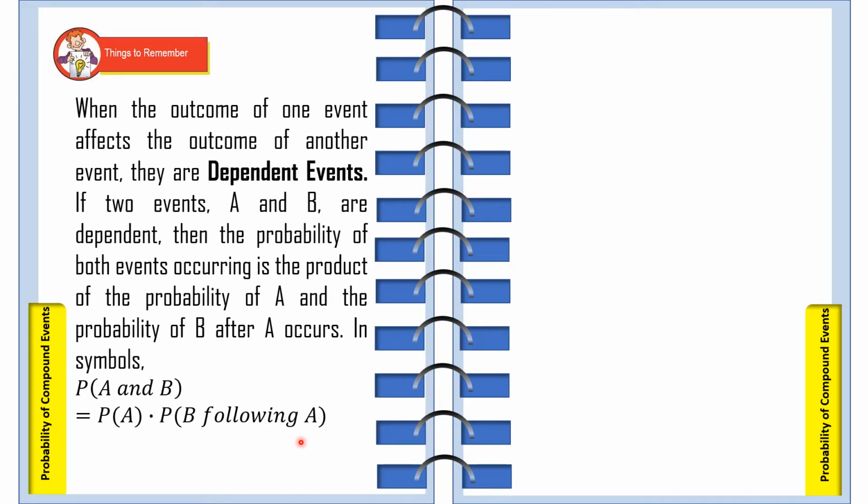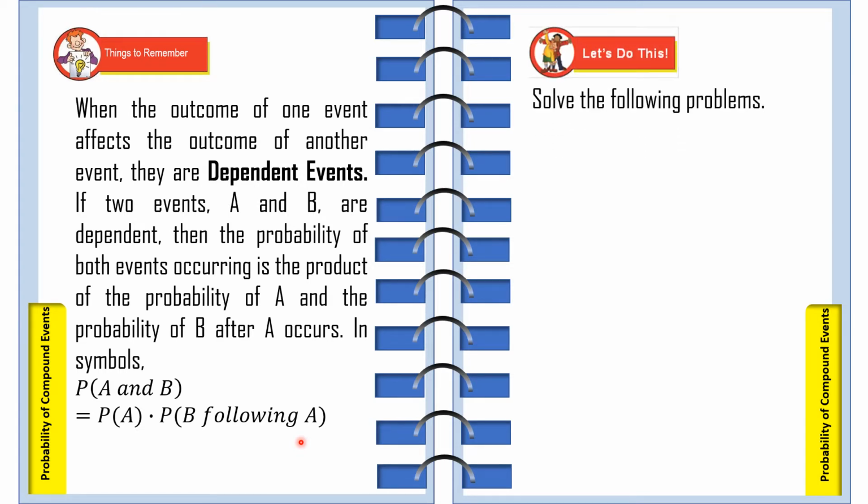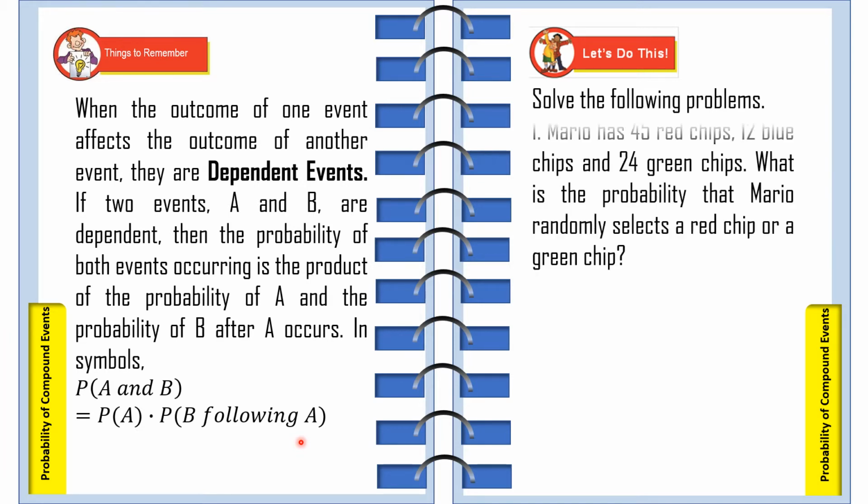So, again, we have 4 different kinds of events in this tutorial. First is the mutually exclusive events, the non-mutually exclusive events, the independent events, and dependent events. Okay? So now, let's check if we really understand the concept, the 4 different kinds of events, by doing this practice. Let's solve the following problems.